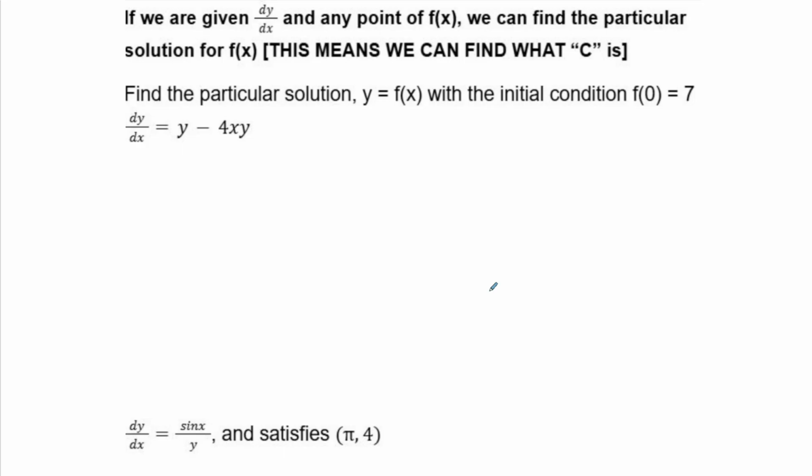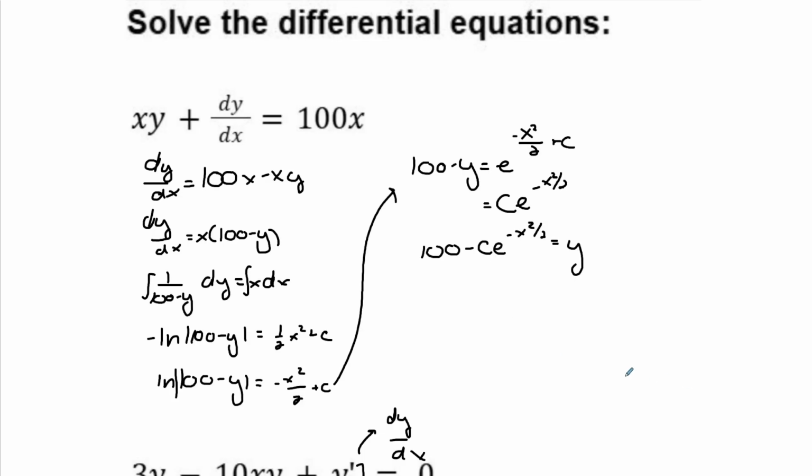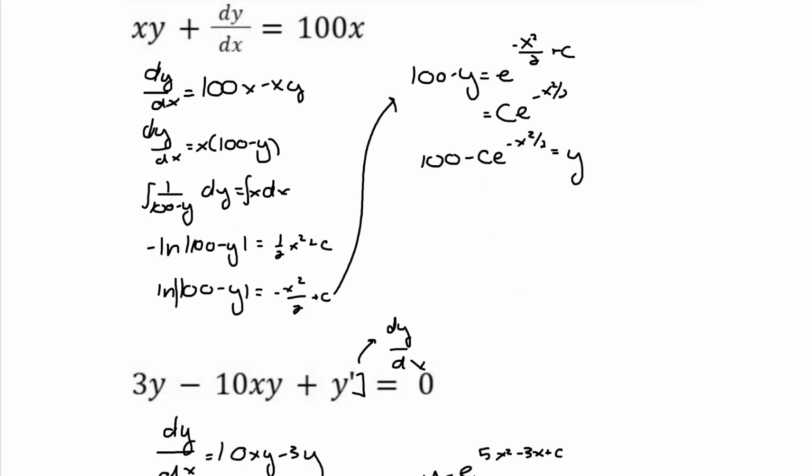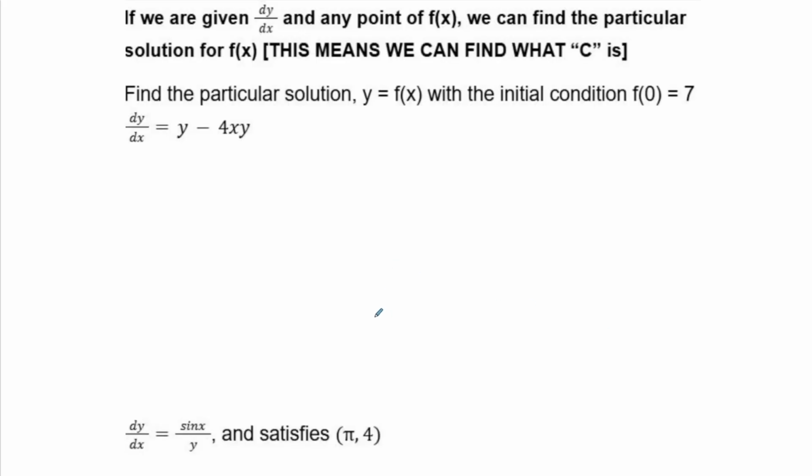Okay, so let's now look at particular solutions. If we are given dy/dx and a point on f of x, we can find what our value of c is, okay? So in these questions, what we're missing to get rid of this c is a point on f of x. So we're going to have the same exact solutions here, except we're going to plug in this value and just find c.